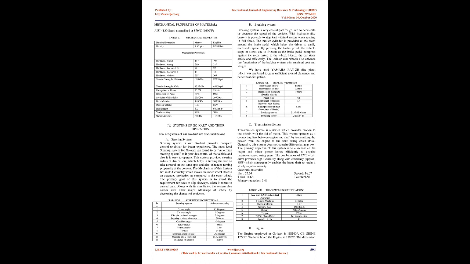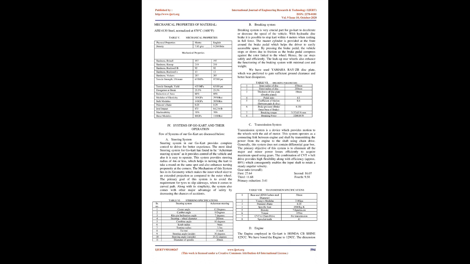This system provides a steering radius of 4 m or less, which helps in turning the kart on the same spot and also enhances turning propensity at the corners. The mechanism of this system lies in its geometry, which makes the inner wheel steer to an extended projection as compared to the outer wheel. The primary goal of this system is to avoid the requirement for tires to slip sideways when it comes to a curved path. Along with its simplicity, the system also comes with the other major advantage of safety by decreasing the chances of accidents.